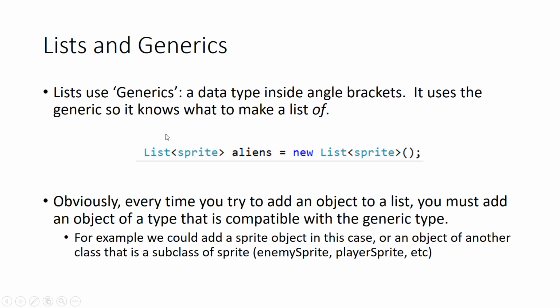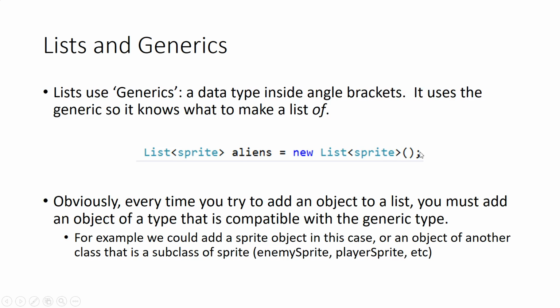Lists also use generics. That's the name for this thing inside the angle brackets. You have used that already when loading content, but it just specifies a type that the object or method is going to operate on. In this case, what we're making a list of. We're making a list of sprites. We still need to generate that list, so we use the constructor for a new list. And that does create a list object, so it's a constructor method.